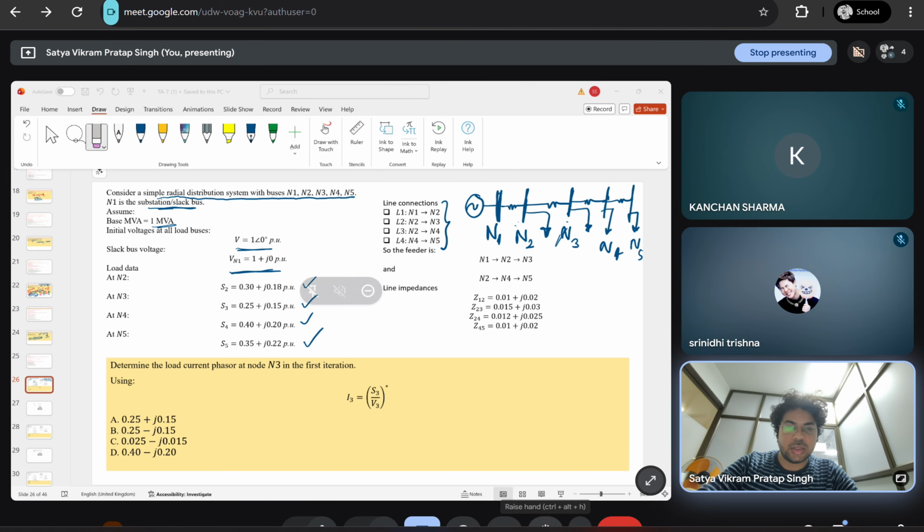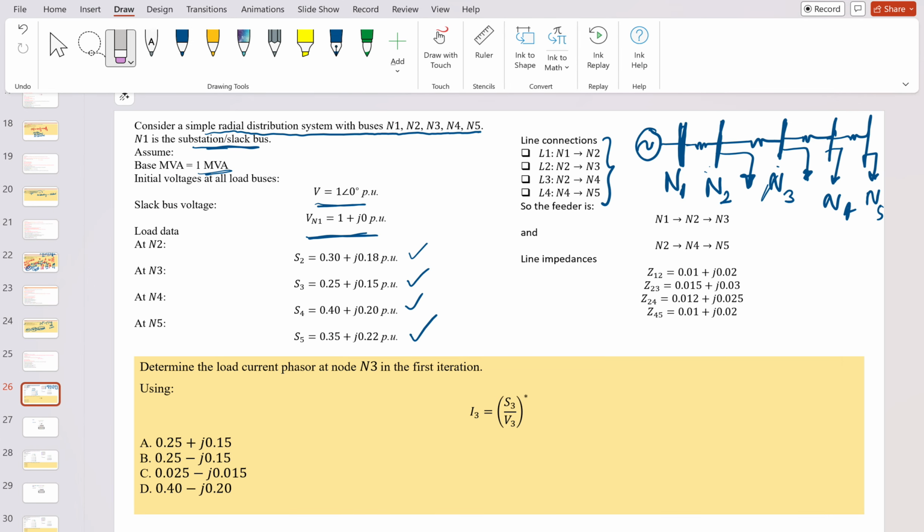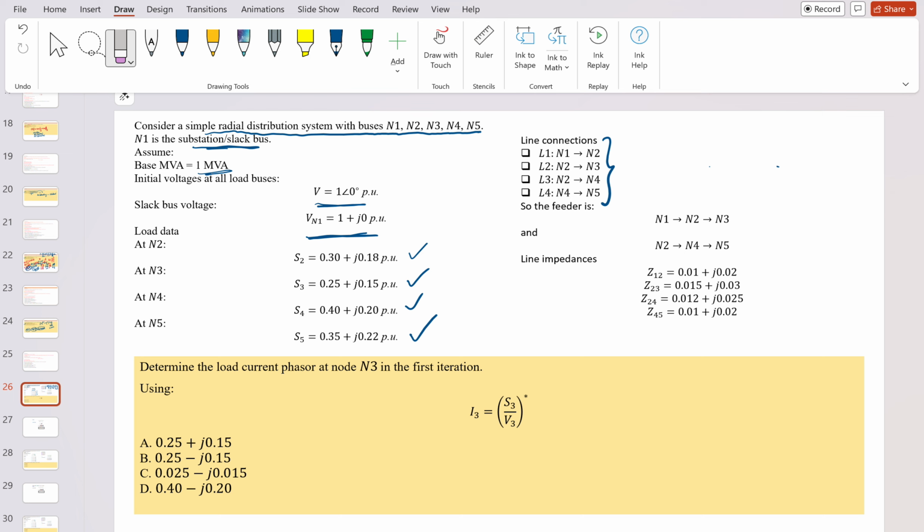Okay, so let's see that. So the structure is very different. So let me erase this. I have taken some wrong assumption. So this is the source slack bus. This is N1, where N1 to N2 there is a connection. So this is N2 where the connection is there. And then there is N2 to N3. Okay, N2 to N3, so this is one line.